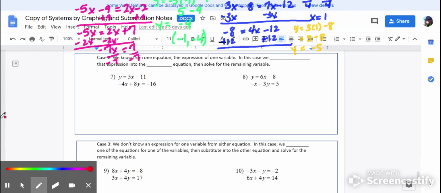In the second case, we know from one equation the expression of one variable, and in this case, we plug this expression into the other.